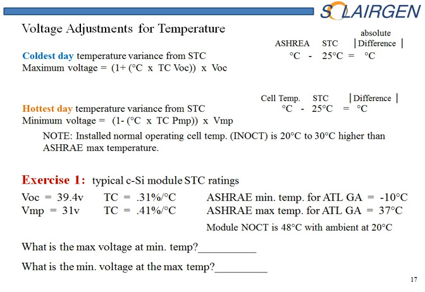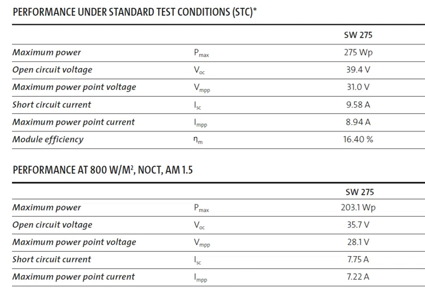First thing, we need to find our module data. This is a SolarWorld SW275 watt module. So we look at the standard test condition VOC of 39.4 and the VMP of 31. So these are the two voltages that we're going to change. This one we're going to change for the coldest day and this one for the hottest day.